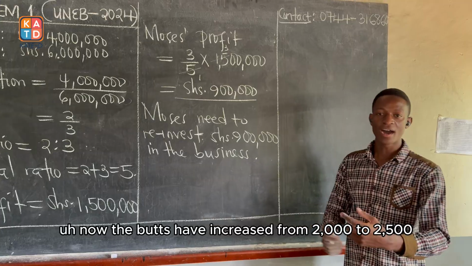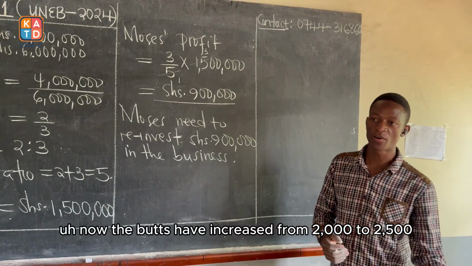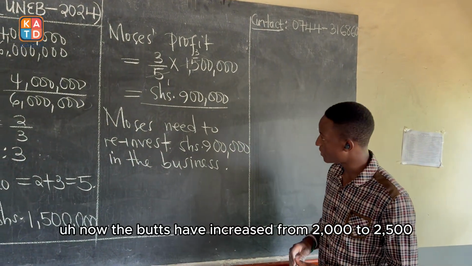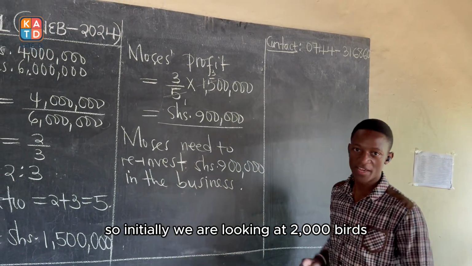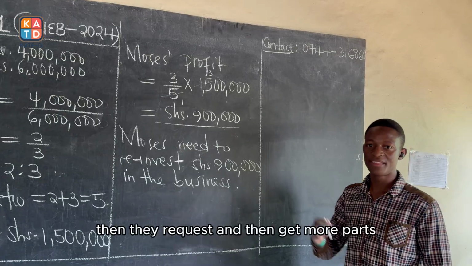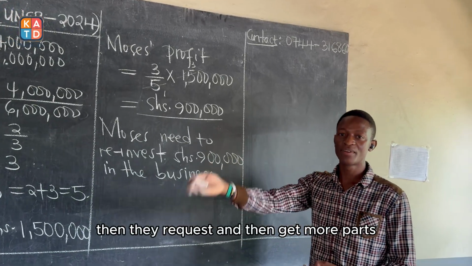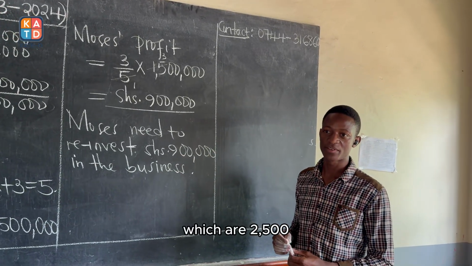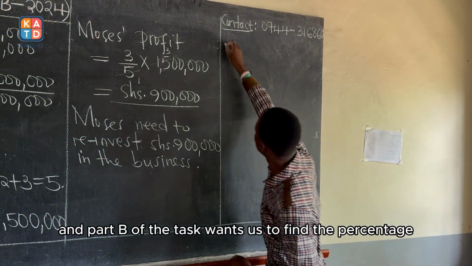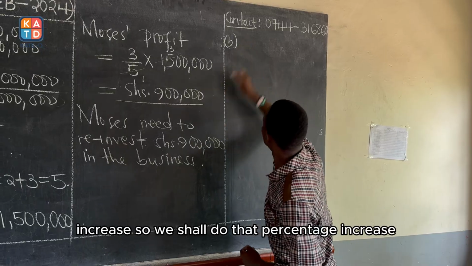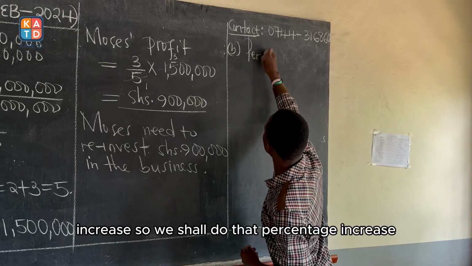Now, the birds have increased from 2,000 to 2,500. So initially, we are looking at 2,000 birds. Then they reinvest and then get more birds, which are 2,500. And part B of the task wants us to find the percentage increase. So we shall look at percentage increase.